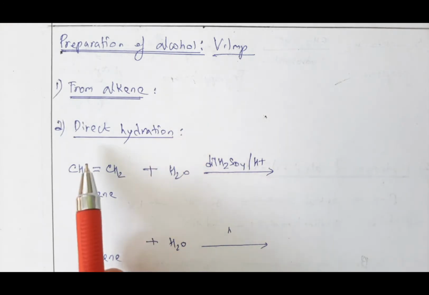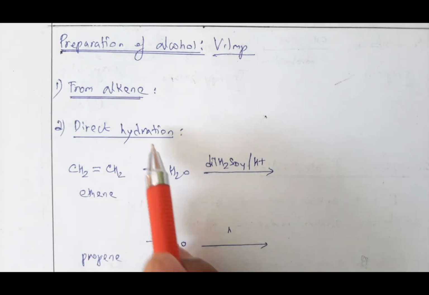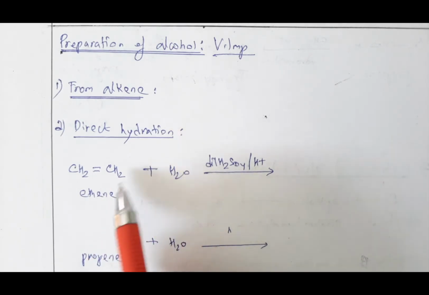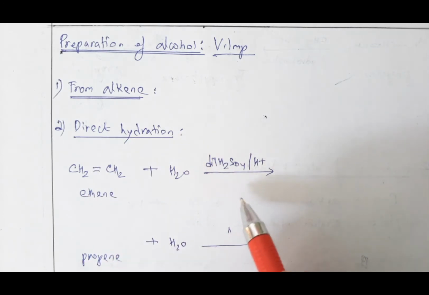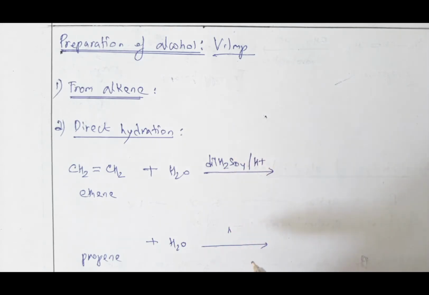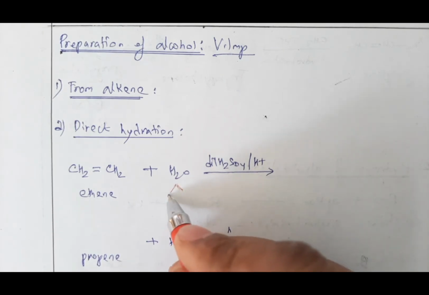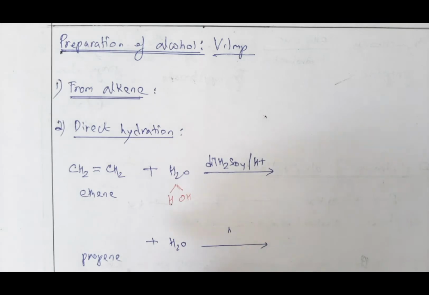Hydration means to add water. So the ethene formula is CH2=CH2, to remember. Now hydration means to add water, and we are adding it directly, so it is direct hydration. The catalyst used for this is dilute sulfuric acid, or instead of dilute sulfuric acid you can simply write H+. Now when you do so, we break water, H2O, into two halves, H and OH.